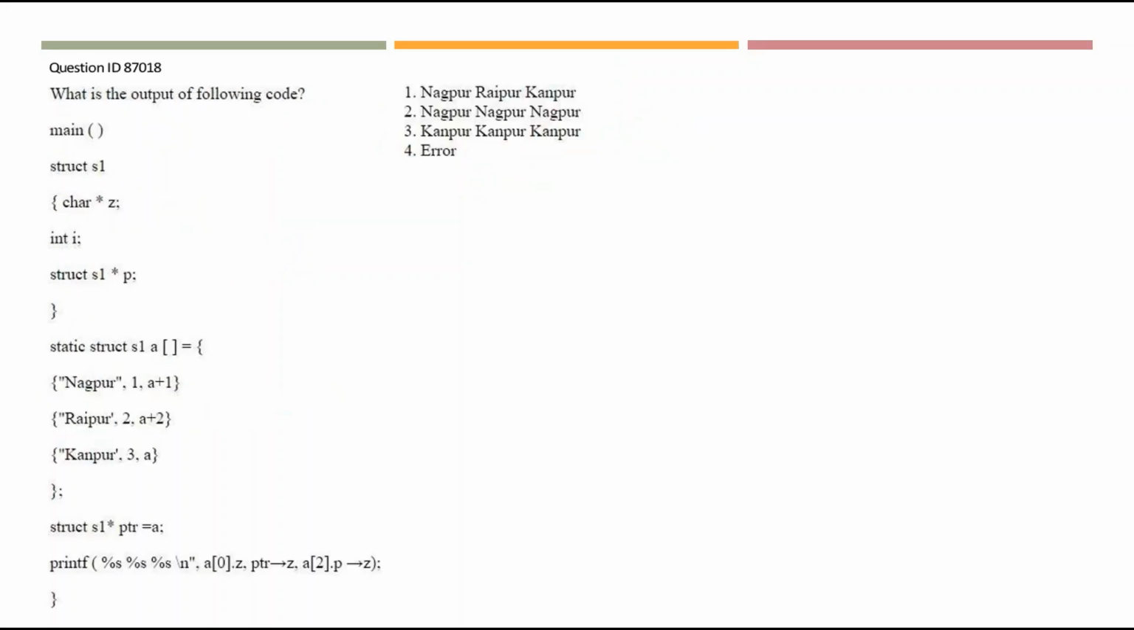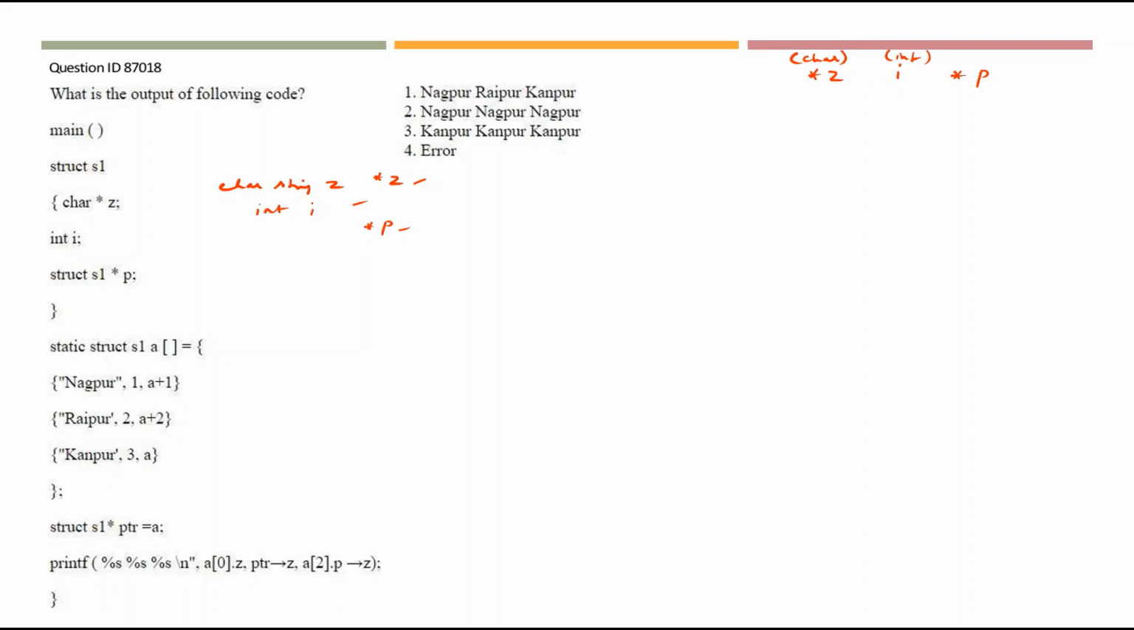Next question, what is the output of the following code? So here a struct is defined. So there are 3 fields totally. This is actually a string of characters. This is an integer. And this must be some pointer that will be referring to some other address location. We are declaring an array. In that we are giving input to this struct.